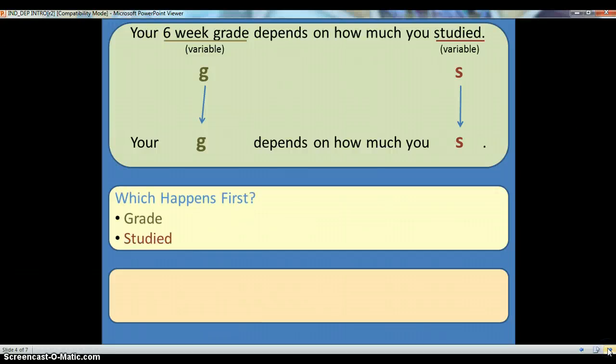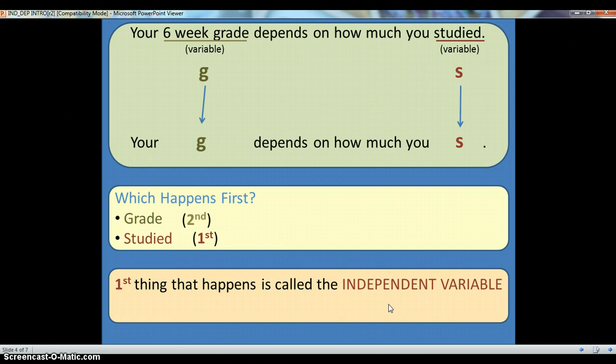What happens first? Well, you should study before you get a grade, right? Because you have the opportunity to take tests and do homework, so studying happens first, grade happens second. Okay, please don't pay any attention to the structure of the sentence. Sometimes what happens first will be up here, and what happens second will be back here. So since studied happened first, that is our independent variable. And grade happened second, so that's our dependent variable.